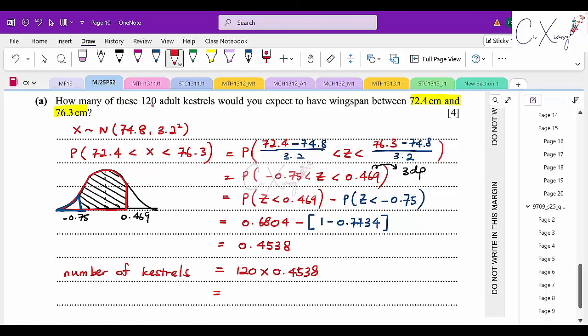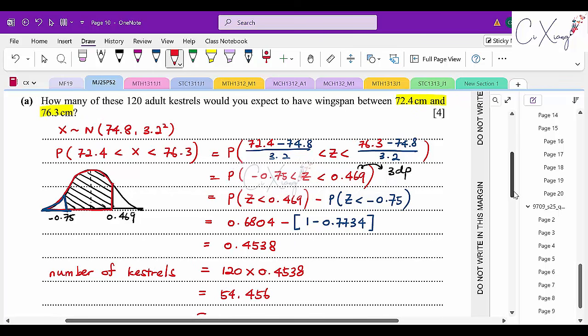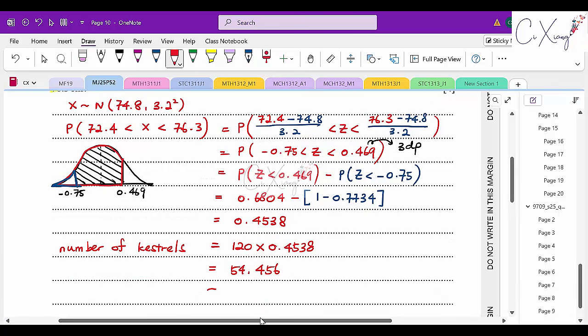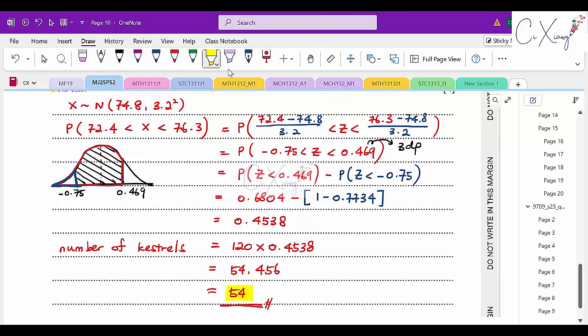Then definitely you won't get a nice answer, right? You should be getting a decimal number. For me, I get 54.456, but the number of birds should be an integer. So please make sure that you keep it as an integer, either 54 or 55. Just write out one integer answer. For the marking scheme, they will accept both rounding up or rounding down, but you just need to write out one answer. For me, I will just write 54 for this case. So this is what I have for 7A.